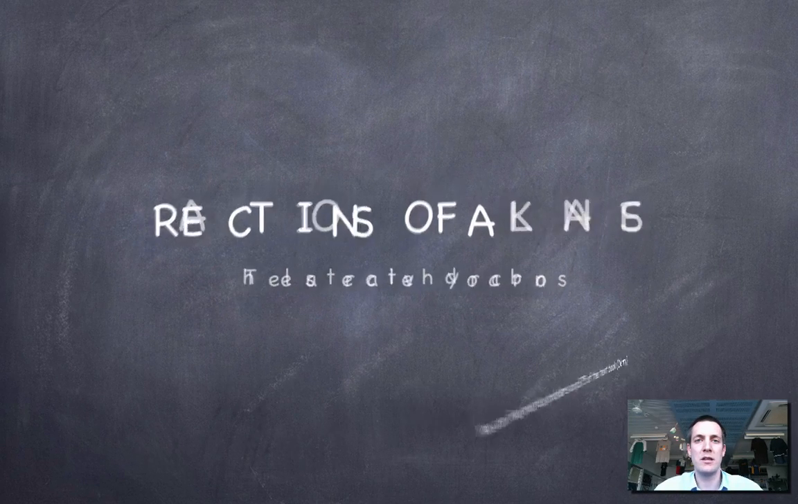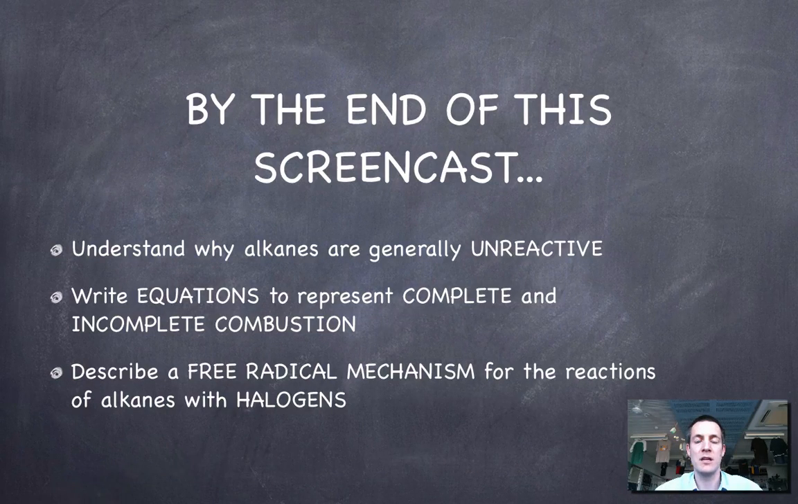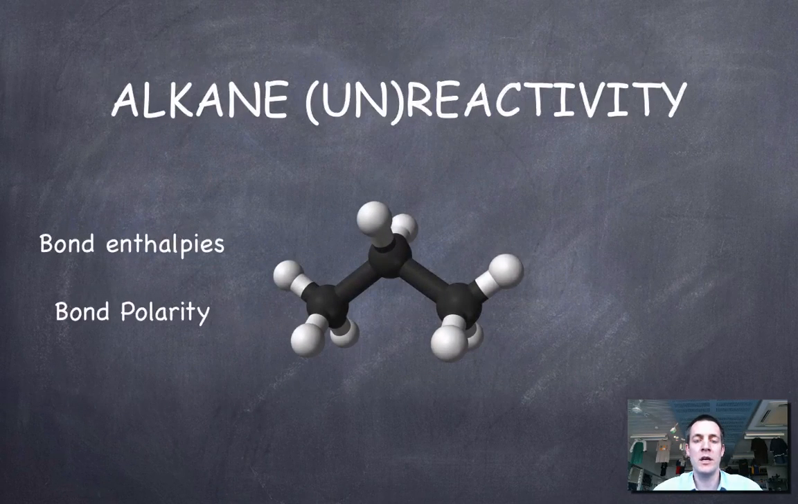So hopefully by the end of this film, you will understand first of all what it is about alkanes that means they don't particularly like reacting with other things. And then for the things that they do like reacting with, you're going to be able to write some equations. So you'll be able to write equations for complete and incomplete combustion reactions, and also for the reactions of alkanes with halogens. And what is more, for the reactions with halogens, you'll know what we mean by a free radical mechanism.